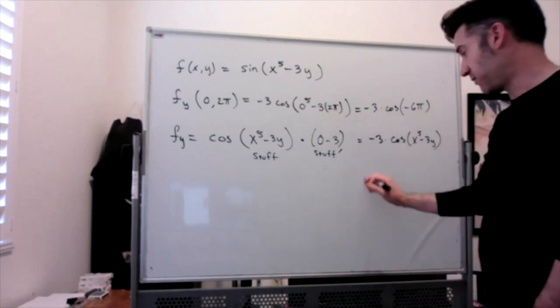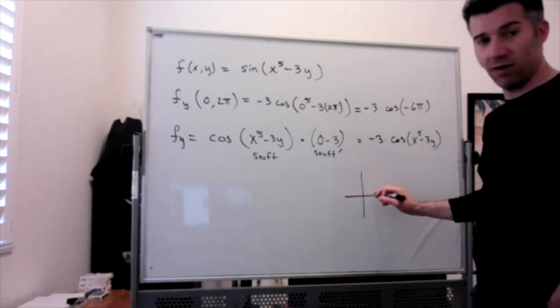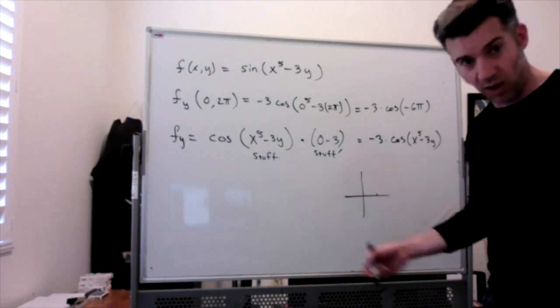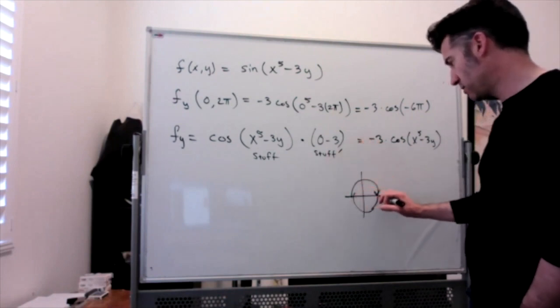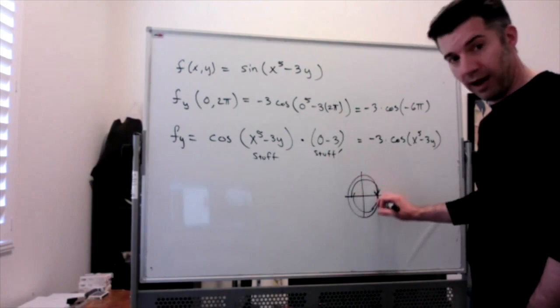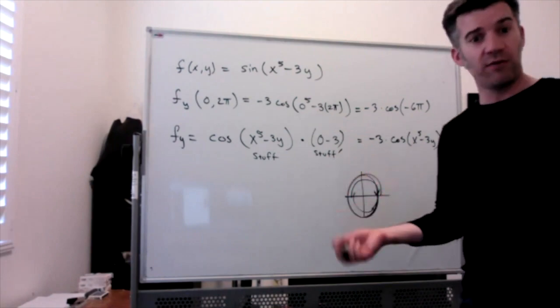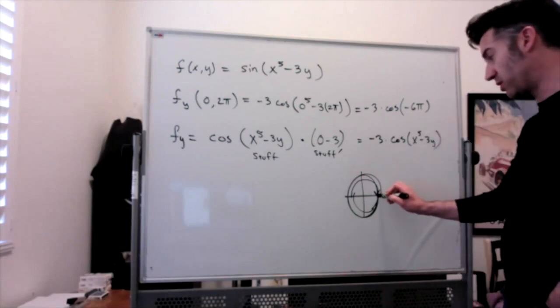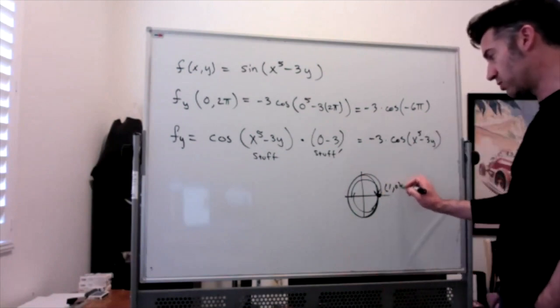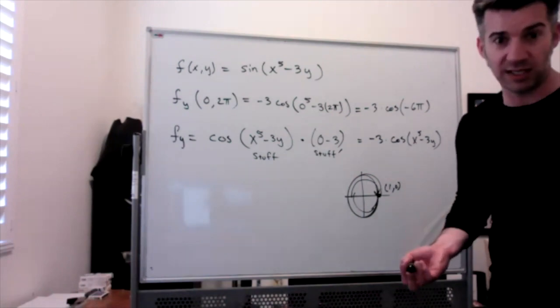Negative 6 pi, if you look at the unit circle, here's 0, and negative angles make you go clockwise. So there's negative 2 pi, again, negative 4 pi, again, negative 6 pi. It's 3 full revolutions in the opposite direction. But we're still ending up at this point on the unit circle, which has coordinates (1, 0), which means cosine is going to equal 1.